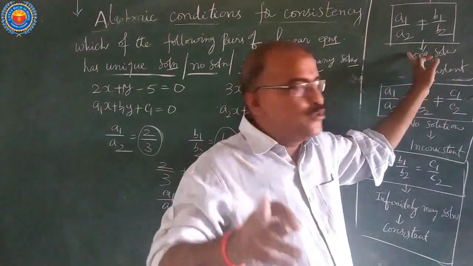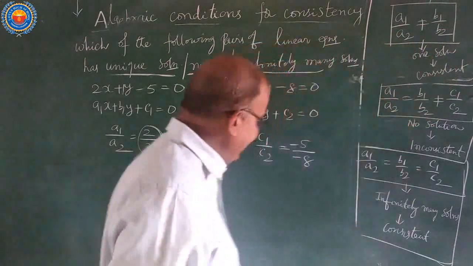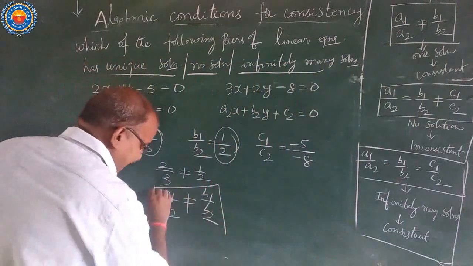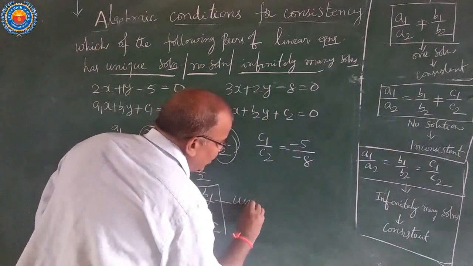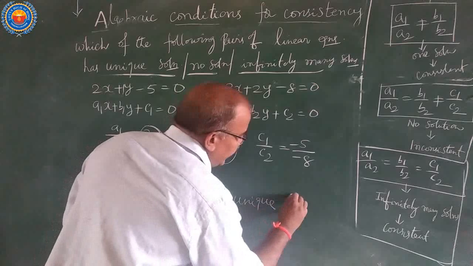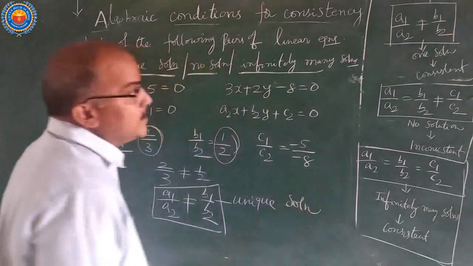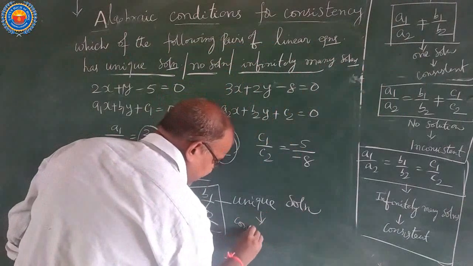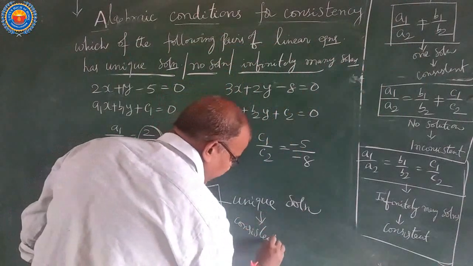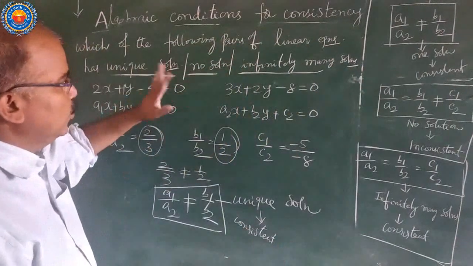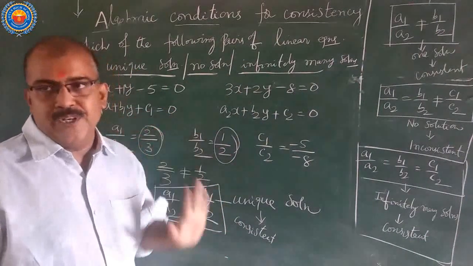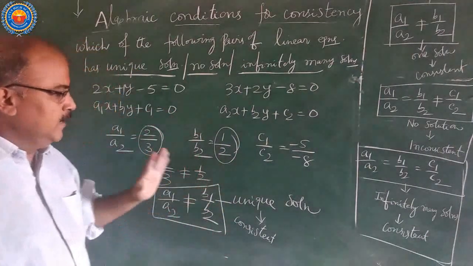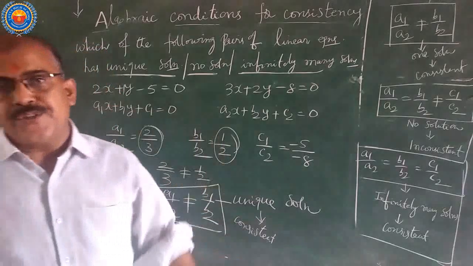That is nothing but unique solution, consistent. So from this I can write unique solution, no problem. If it is unique solution, I can say consistent. But consistent here it is not required. Unique solution is enough. This particular sum is having unique solution.